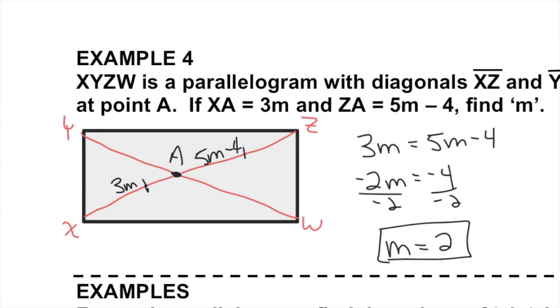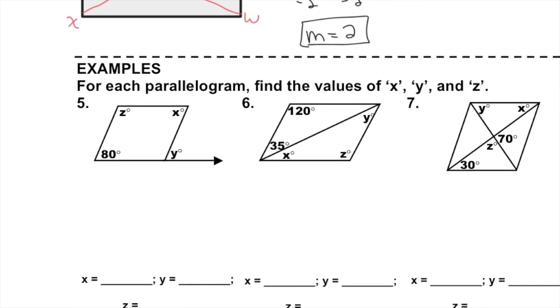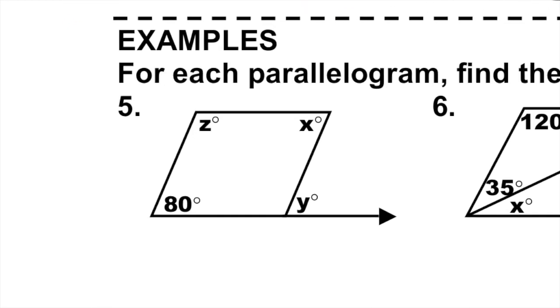So if you have any questions over that, of course, ask tomorrow, but I think that's pretty straightforward. This is a big one. This is a lot of stuff on this part. It says for each parallelogram, find the value of x, y, and z. Now, some of these are pretty quick and easy, and some of them are a little tougher. So I'm going to look at number 5 first.